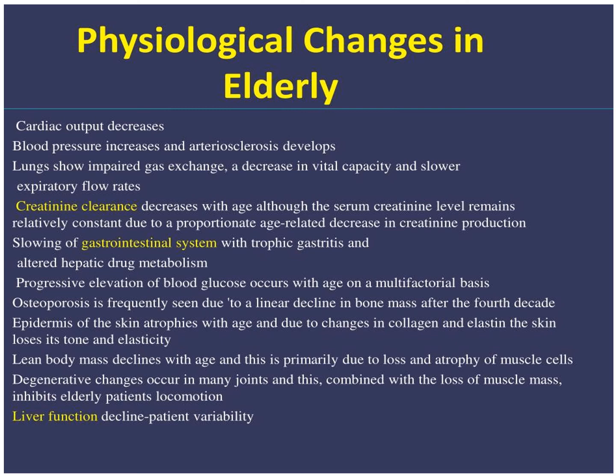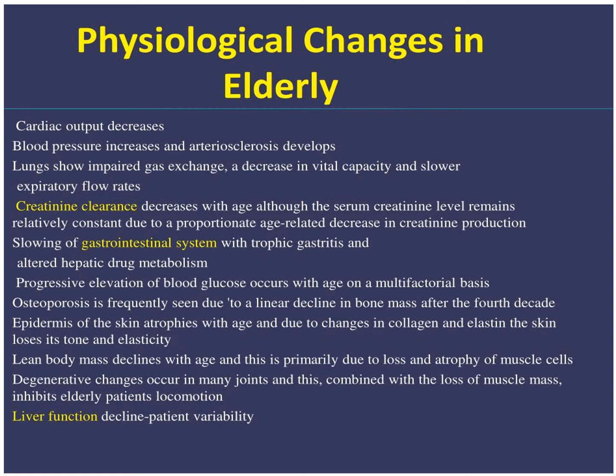Slowing of the gastrointestinal system, thinning of the stomach lining. That's called atrophic gastritis. Altered hepatic drug metabolism. We spoke about that on the other slide. Gradual elevation of blood sugar because of a gradual weakening of the pancreas. Osteoporosis is thinning of the bones, right? So the bones are gradually getting thinner, so very minor injuries can potentially break a wrist or a hip, such as if you just have a minor fall.